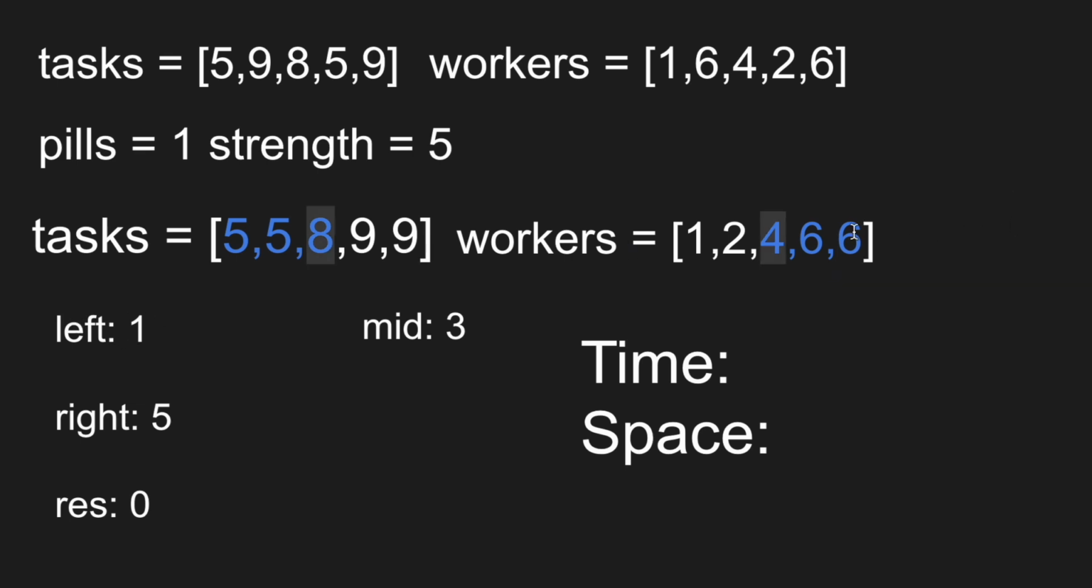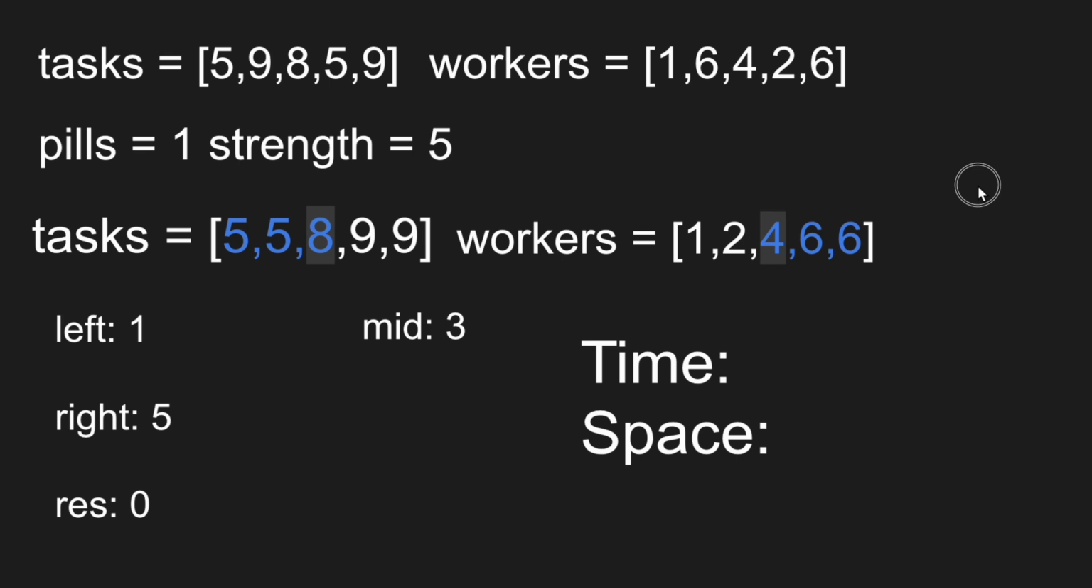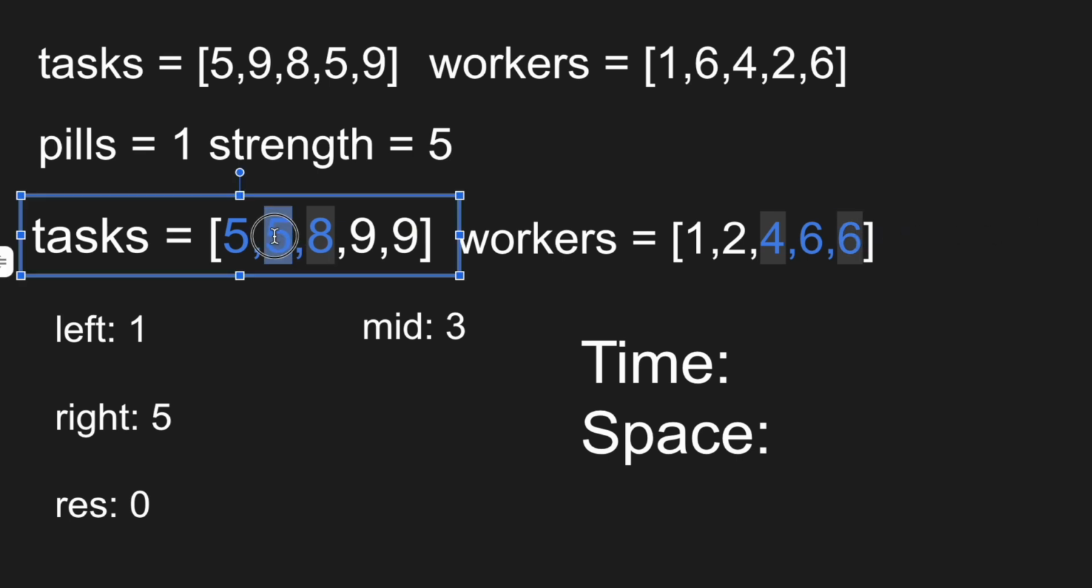First we see that 6 couldn't do 8, so we look for the smallest worker that can still complete it, which is 4, because 4 with a pill has a strength of 5 and can complete 8. Now we look for the strongest available, which is 6. It can complete the hardest available task, which is 5.